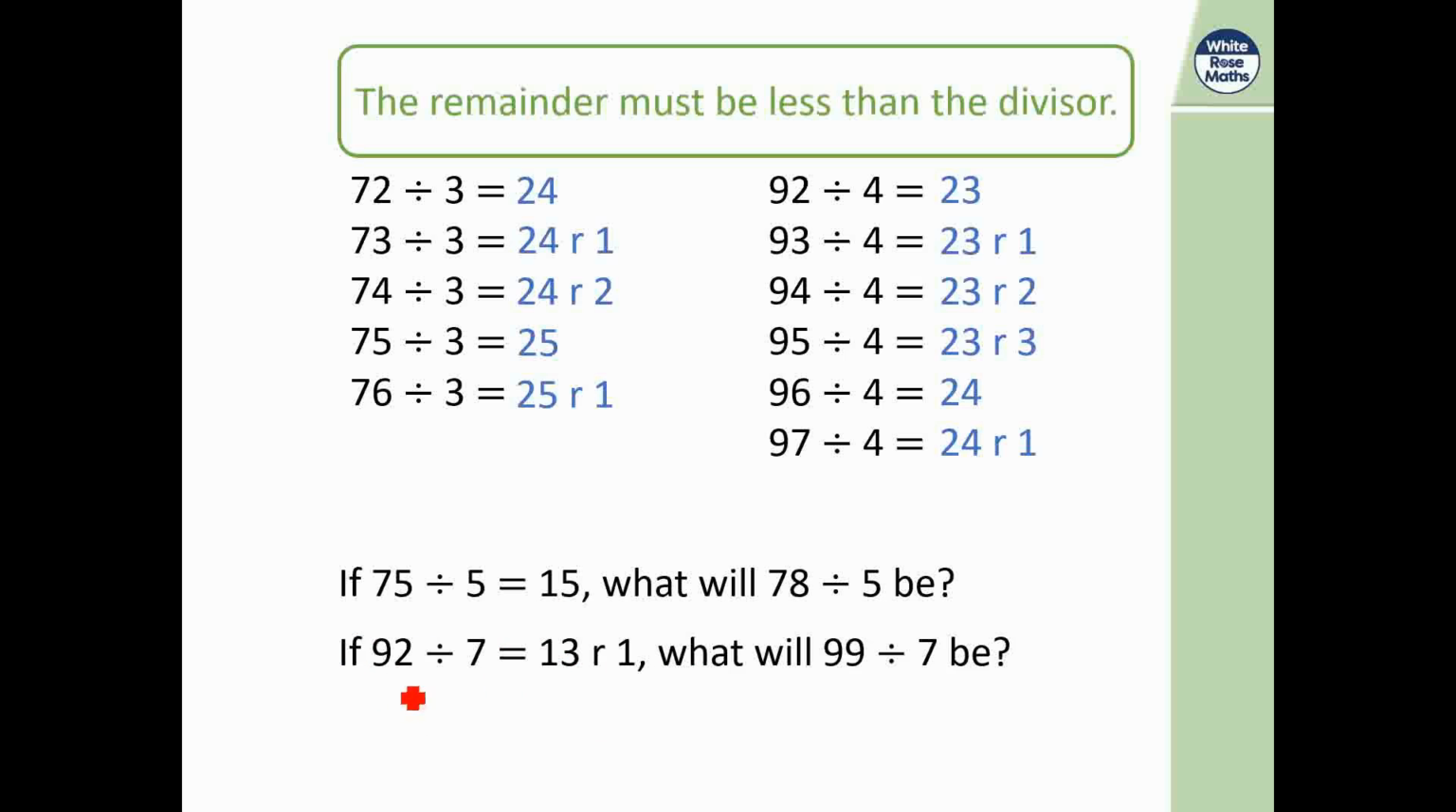If 92 divided by 7 equals 13, remainder 1, what will 99 divided by 7 be? Okay, I have a feeling this is going to be a trick question. Number 99. We know the answer to 92.